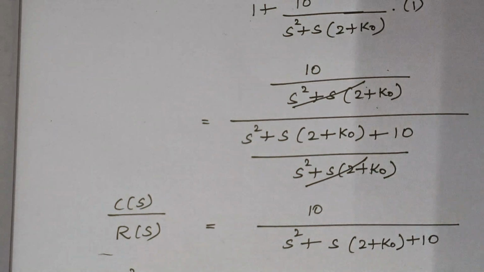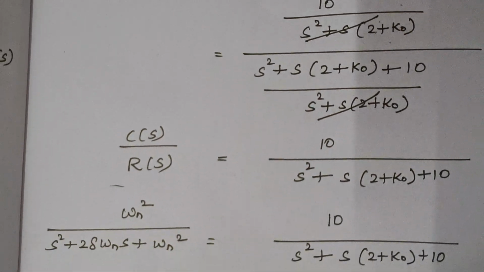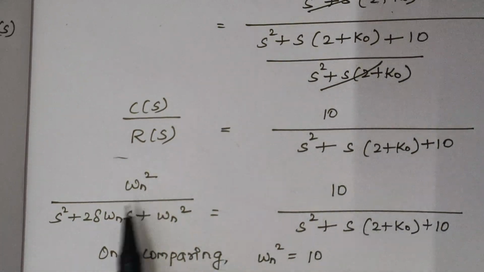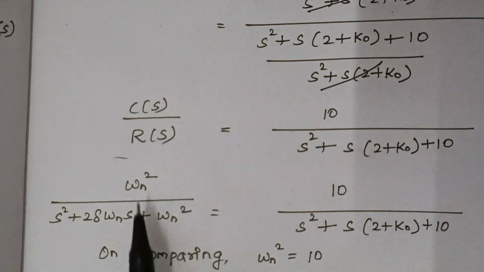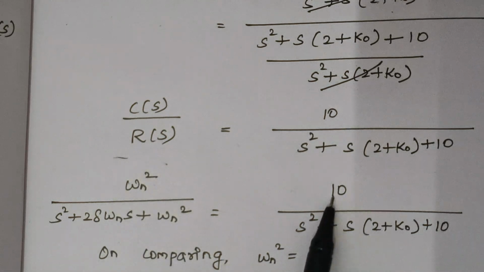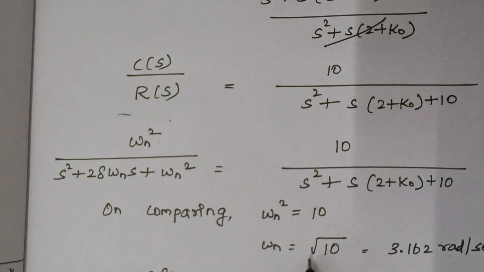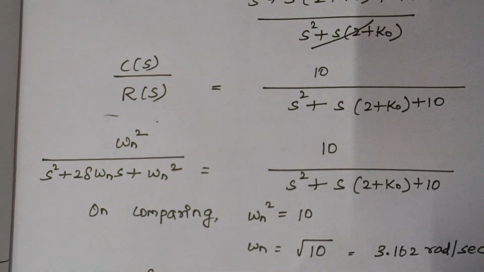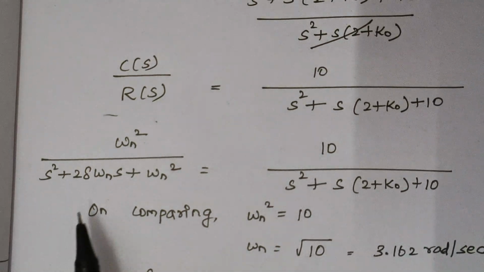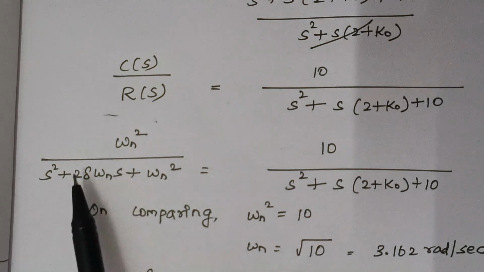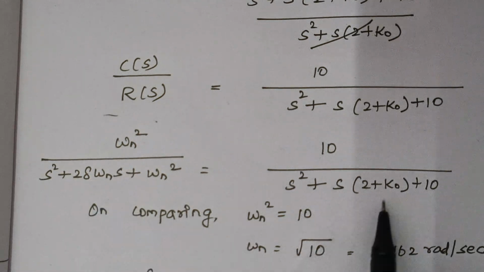Now we are going to compare this expression with the standard format, as we are asked to find the value of k naught. What is the standard format? The standard format is omega n square by s square plus 2 zeta omega n s plus omega n square. In the place of omega n square, we have 10 here. So omega n square is equal to 10. Therefore omega n is equal to square root of 10, and finally the value is 3.162 radian per second.